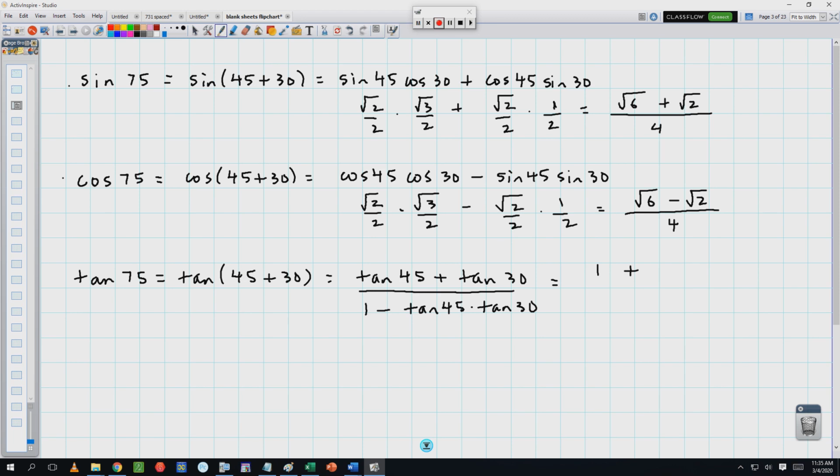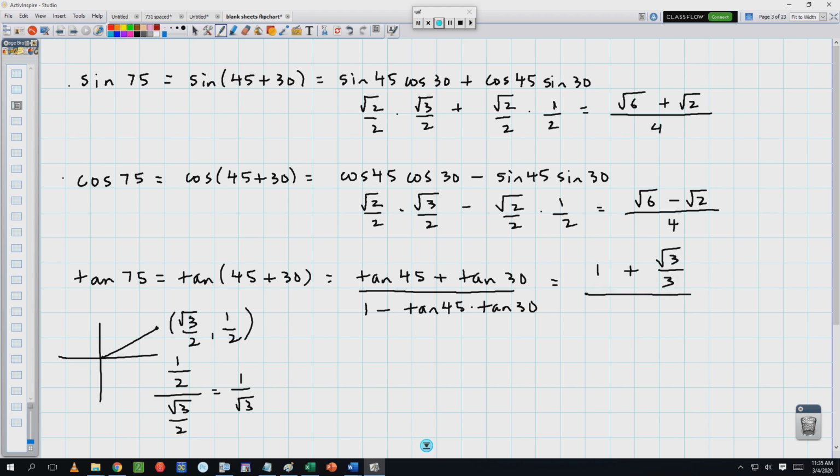You might not know the tangent of 30. 30 degrees is here as a point. That's radical 3 over 2, comma, a half. When you put the y on top of the x, the sine on top of the cosine, your 2's will cancel. And as soon as you rationalize that, you'll have radical 3 over 3 over 1 minus those two little rascals multiplied together.